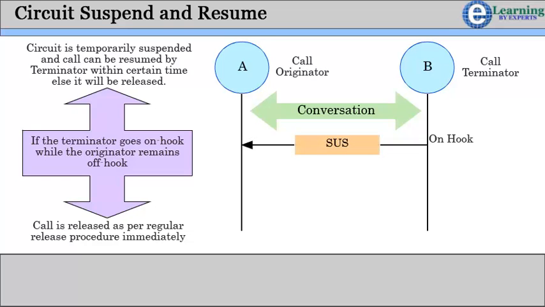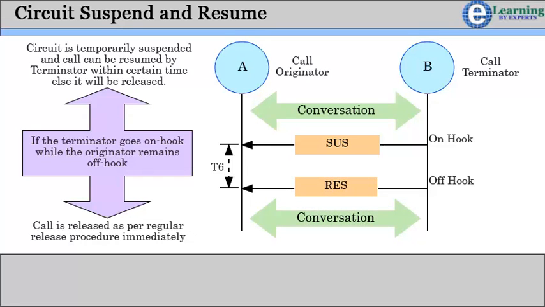When the SUS is received, the originating exchange starts a suspend timer, timer T6, or timer T38 in the case of an international exchange. If the terminating party reconnects, off hook, before the suspend timer expires, a RESM (RES) message is sent in the backward direction, allowing the conversation to continue. If the suspend timer expires, a REL is sent in the forward direction.